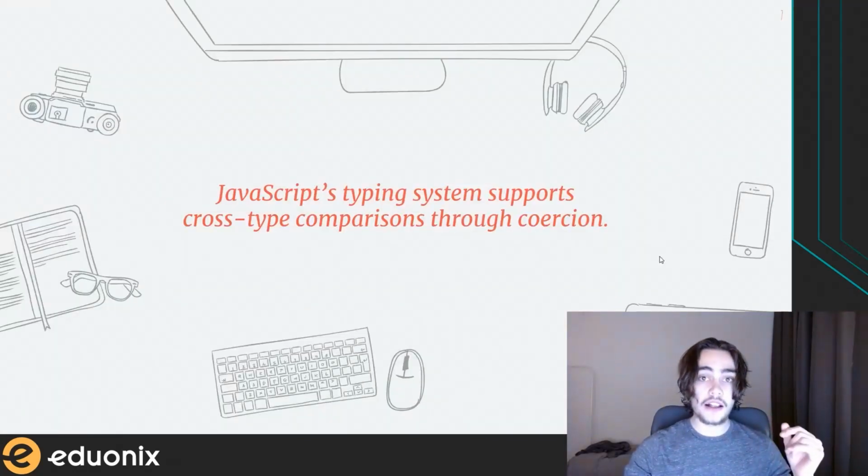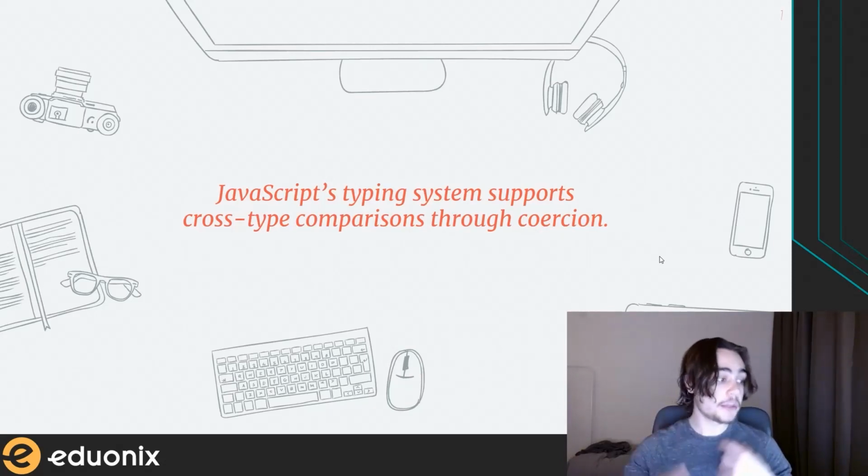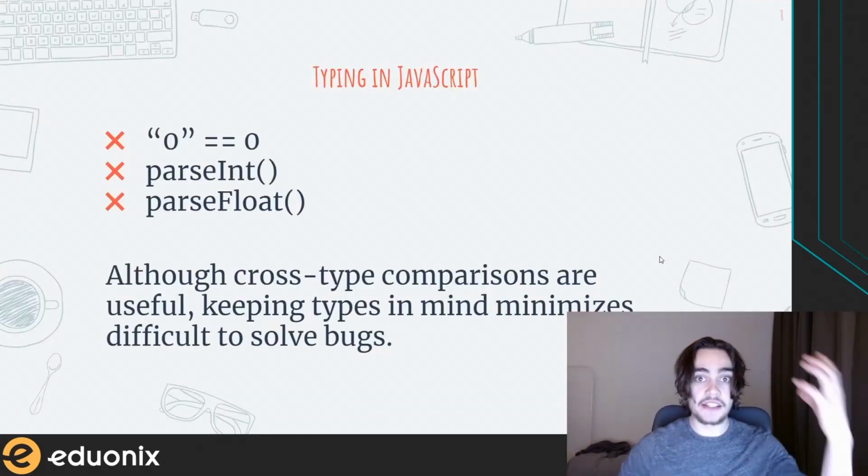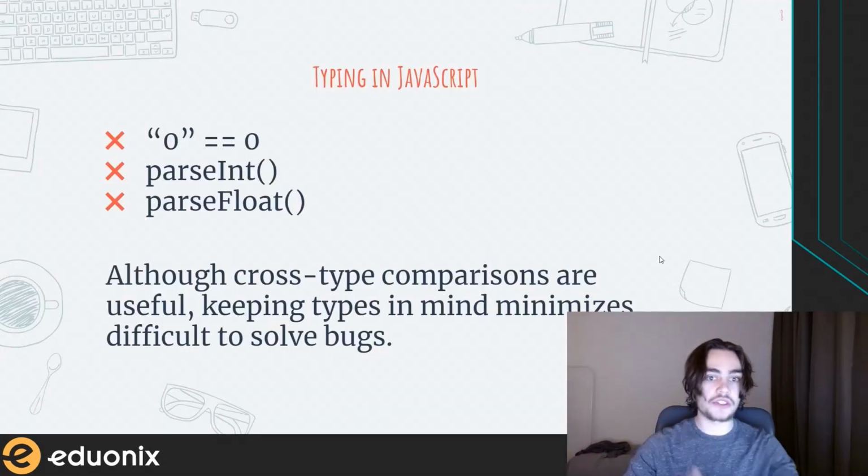And also, as we're going to talk about a little bit later in our operators video, JavaScript's typing system supports cross-type comparisons through variable coercion. So we can actually check if 0, the number, equals 0 as a string, and that will return true because we are able to do cross-type comparisons.